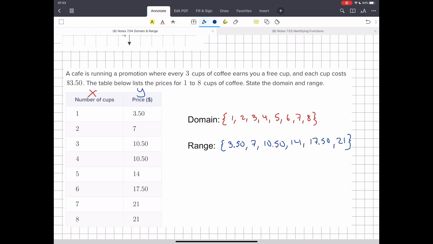So this is our task for today, to be able to identify domains and ranges. And if you have any questions, let me know. If you're unhappy with the result of your task today, let me know and I can reassign it to you so you can get an improved grade.